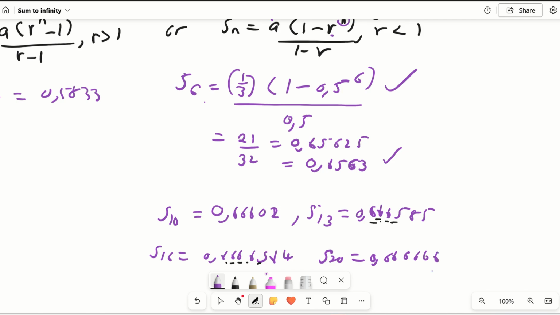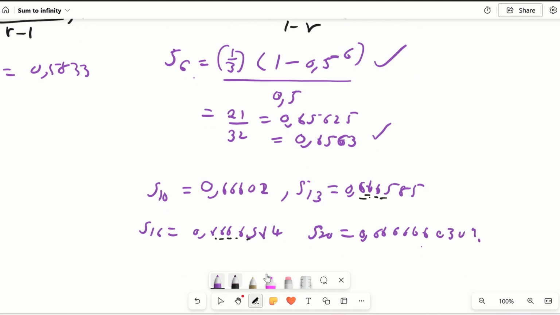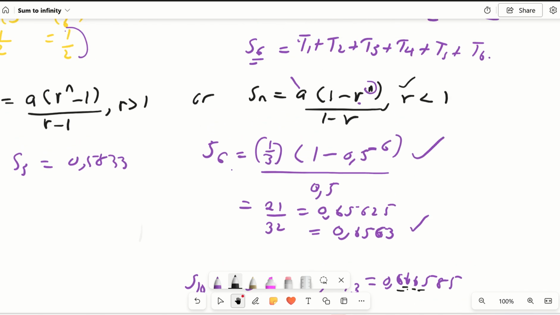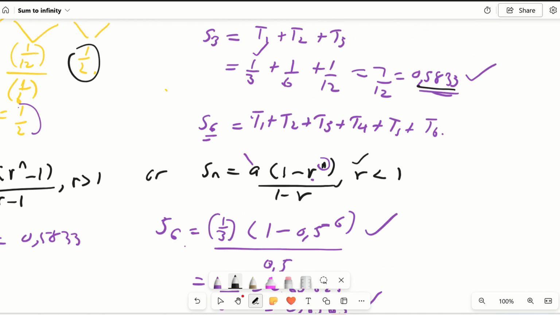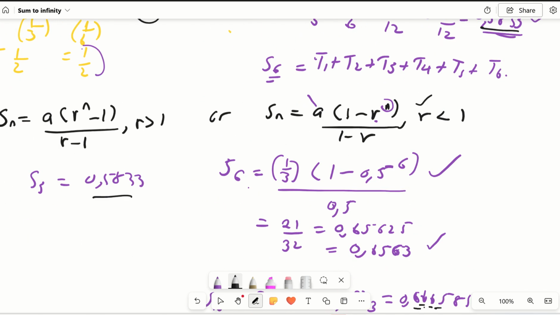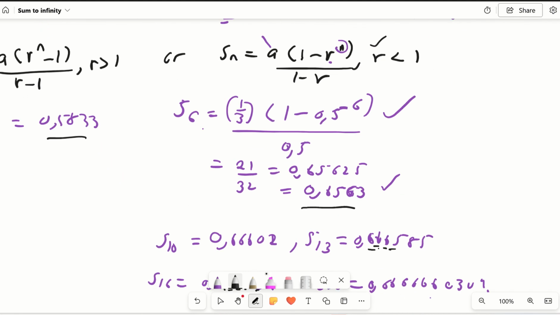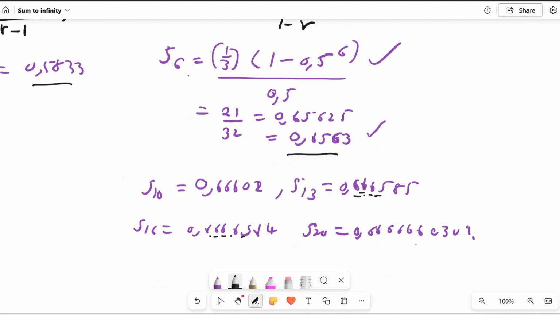So you guys see that the higher you go... Remember, we started at S3, right? We calculated S3 and got 0.58, and then we went to S6. We got 0.6563, and then we jumped to S10. We got 0.66 with a 2 there. We went to S13. It's almost the same, but slightly more. S16, almost the same, slightly higher. And S20, slightly higher.